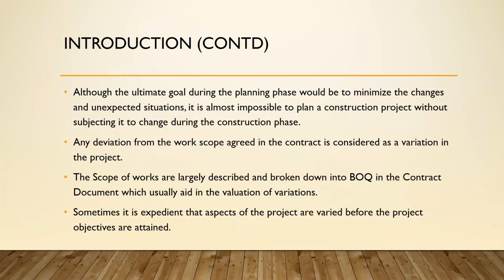So any deviation from the scope of work agreed in the contract is considered a variation in the project. So the scope of work is largely described and broken down into BOQs in the contract document, which usually aid in the valuation of variations. So sometimes it is expedient that aspects of the project are varied before the project objectives are attained. So in that sense, it makes that type of variation a beneficial variation.